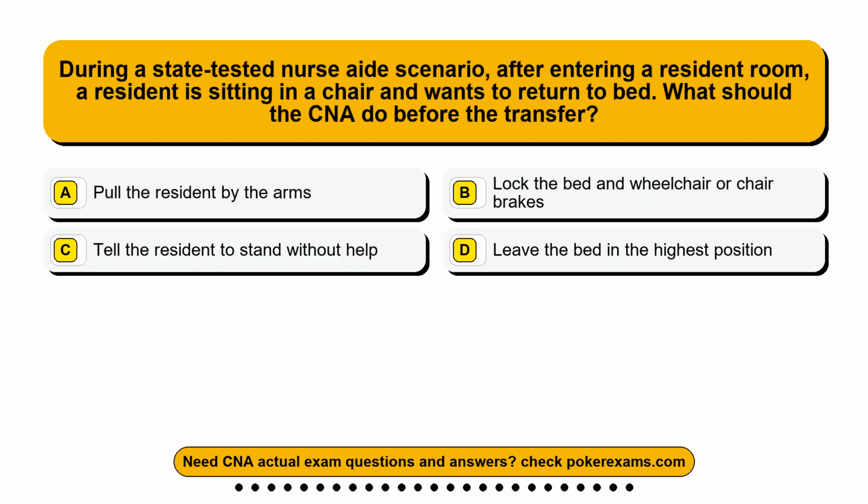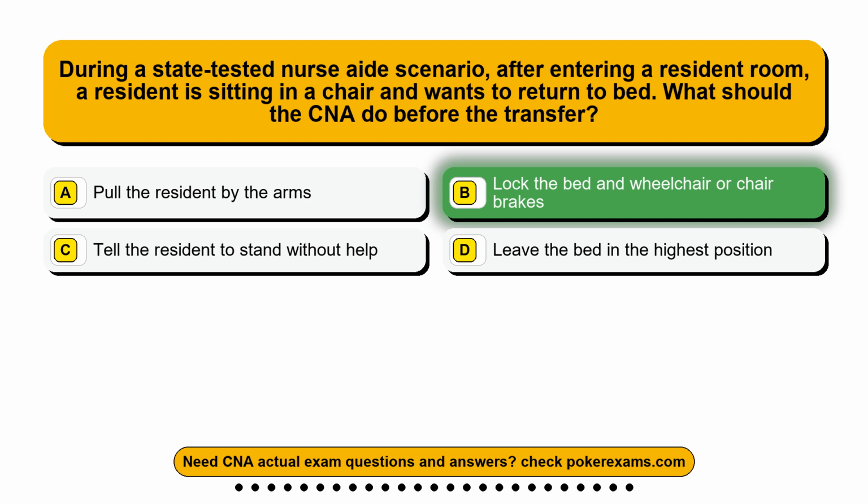Question 5. During a state-tested nurse aide scenario, after entering a resident room, a resident is sitting in a chair and wants to return to bed. What should the CNA do before the transfer? Option A. Pull the resident by the arms. Option B. Lock the bed and wheelchair or chair brakes. Option C. Tell the resident to stand without help. Option D. Leave the bed in the highest position.